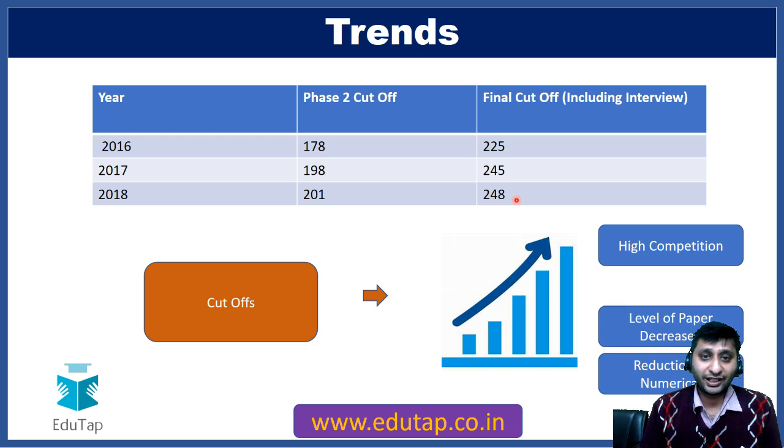So basically what can be the reason for the increase in these cutoffs? One can be the high competition. Obviously each year the competition is increasing, therefore the cutoffs are increasing each year.